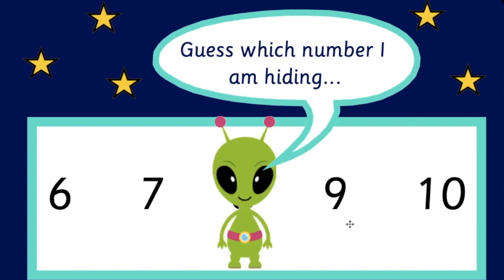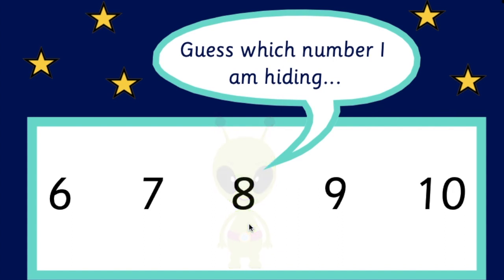Okay, which number is he hiding here? Say the numbers you can see with me. 6, 7, beep, 9, 10. Which number is one more than 7? 6, 7, 9, 10. Let's check to see if you're right. Well done if you said number 8. 6, 7, 8, 9, 10.